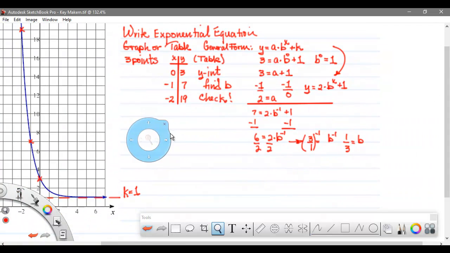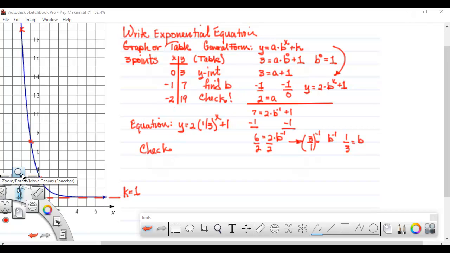So there we go. Now let's write our final answer for the equation: y equals 2 times the quantity, and I'm going to write that 1/3 in parentheses, so when that exponent operates on it, it takes 1/3 as one number. I keep the order of operations correctly, then I have the +1.